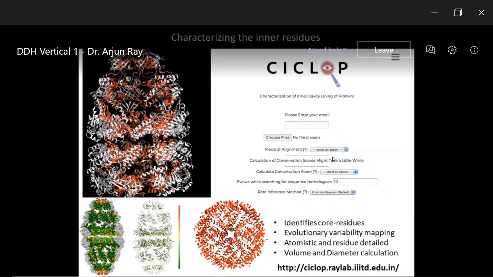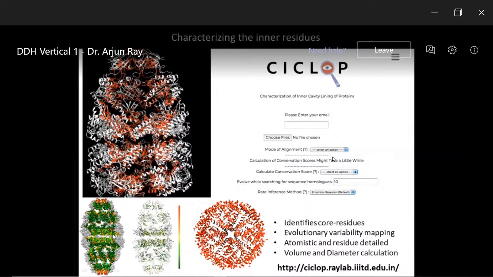And this method is right now available online, and we tried to push this forward just before the drug hackathon so that all of you could use it. It's right now online, though it has not been published yet. And here you can identify core residues and the evolutionary variability, which you can see here in green, blue, and red. Also, it gives atomistic and residue level details, as well as volume and diameter calculations.